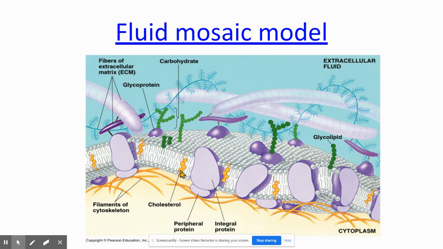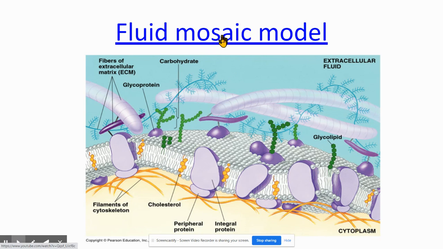And the cholesterol here actually keeps it fluid. If it gets too cold, the cholesterol actually keeps it sort of stable. If it gets too hot, the cholesterol also keeps it stable. So cholesterol is really important for the stabilization of the cellular membrane.